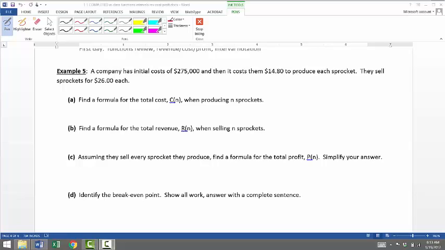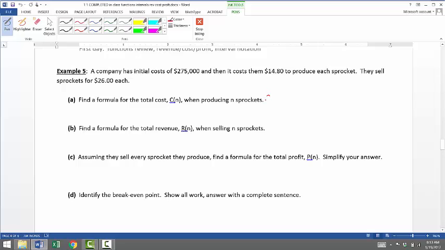In example 5, we have a company that has initial costs of $275,000, and it also costs them $14.80 to produce each sprocket. They then sell sprockets for $26 each. Now this is a very simplistic example. We're going to go ahead and assume that they sell every single sprocket that they produce. So it asks us first in part A to find a formula for total cost.